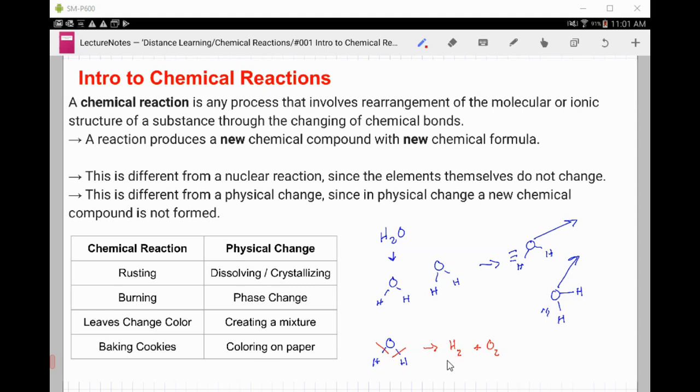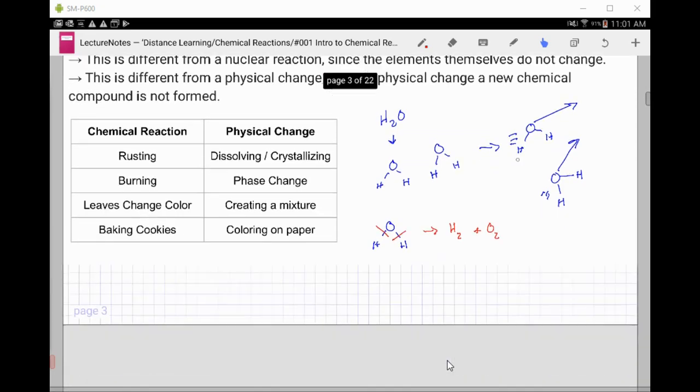Right, so some examples of chemical reactions that we're familiar with would be things like rusting, burning, leaves changing color, baking, cooking of pretty much any kind is all chemical reactions. Whereas physical changes would be things like dissolving, crystallizing, phase changes, mixing things up without actually getting them to bond in a way, or coloring on paper. Noticing that we have color on both sides, it's really dependent on how the color is forming and happening in the change.